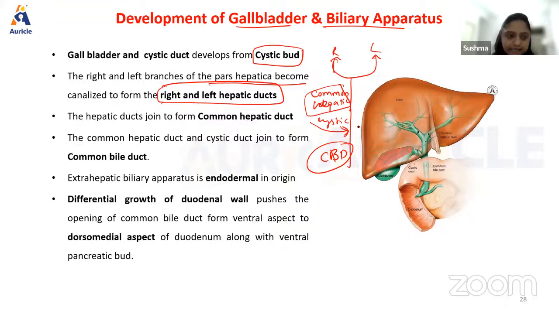Is it not? Yes. Now, the extrahepatic biliary apparatus is endodermal in origin, right? Now, the differential growth of the duodenal wall pushes the opening of the common bile duct from the ventral aspect to the dorsomedial aspect of the duodenum along with the ventral pancreatic bud. So this differential growth of the duodenal wall is what is responsible for the fusion of the dorsal and the ventral pancreatic bud. But we'll see how it happens in the next class, not in today's class.